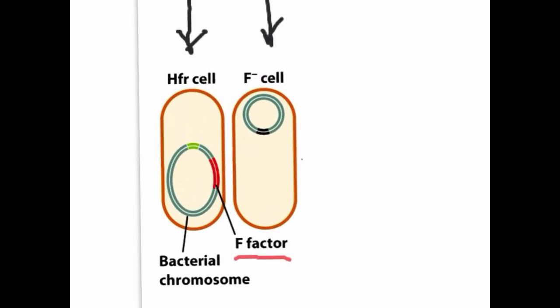Now we want to focus in briefly on the black and the green region indicated in the bacterial chromosomes. In the F- cell, it's the black region, and in the HFR cell, there's this green region. And these two regions indicate areas of homology, meaning that they're regions of the chromosome that encode for the same DNA sequence. So now let's examine what happens during conjugation.